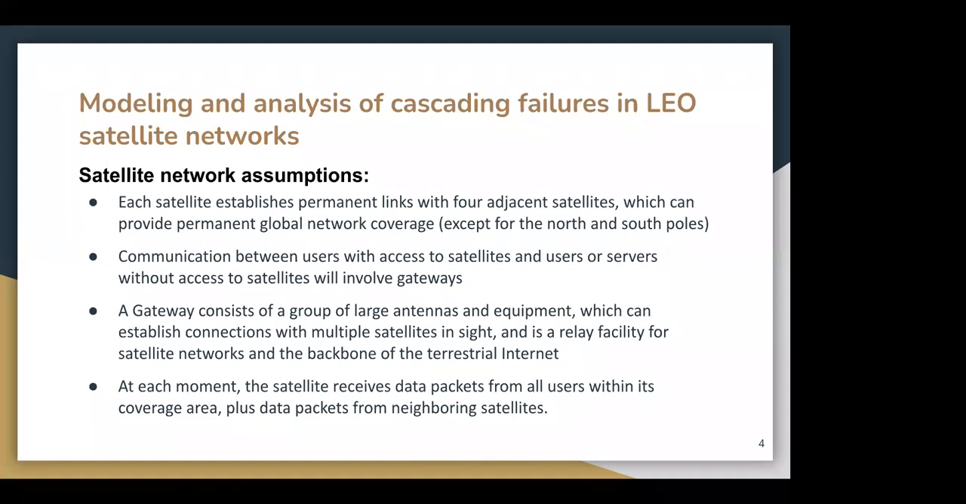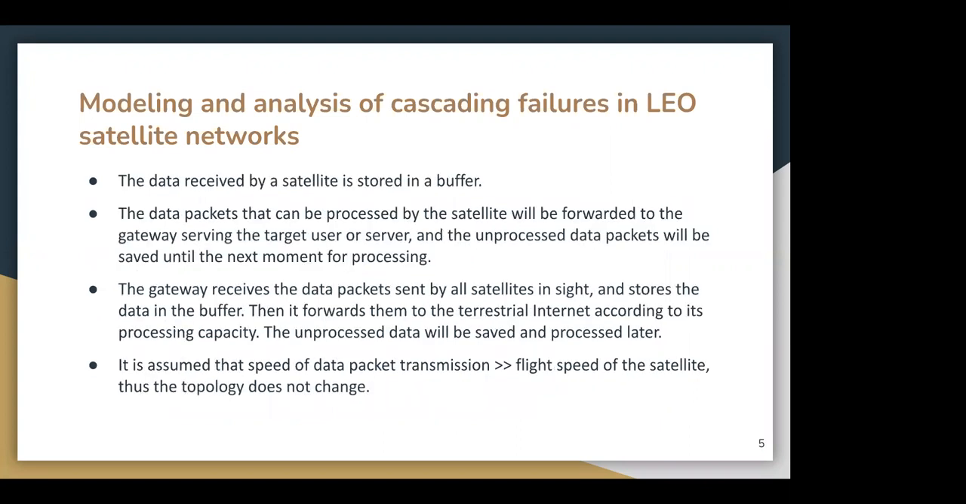At each period of time t, basically, the satellite receives data packets from all users within the coverage area, plus data packets from the neighboring satellites. Also, the data received by a satellite is stored in the buffer of the satellite. Those data packets can be processed by the satellite, and the data packets that can be processed will be forwarded to the gateway serving the target, and those that are unprocessed are saved until the next moment for processing. So they will be stored if the processing capacity of the satellite is not enough.